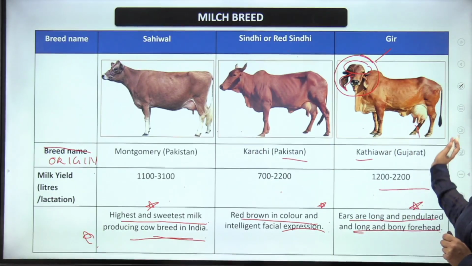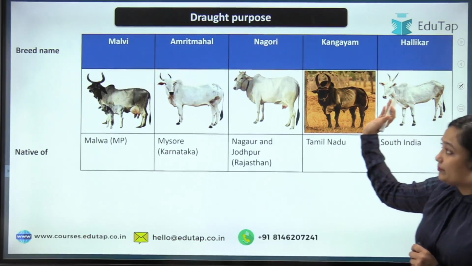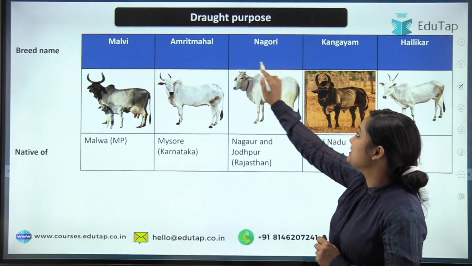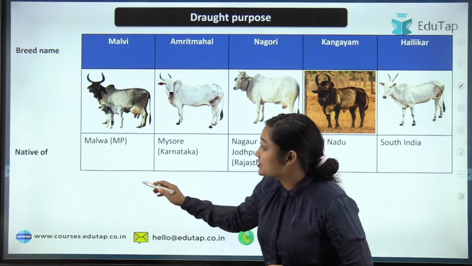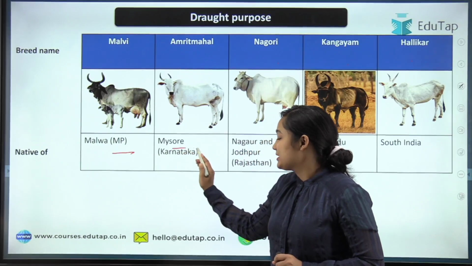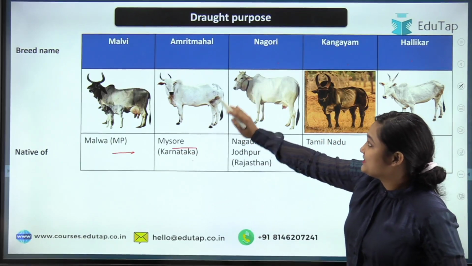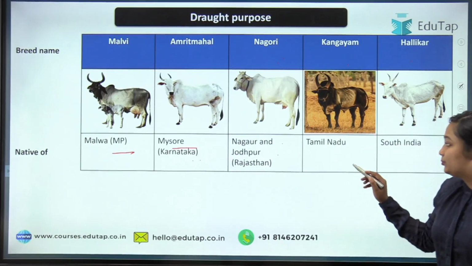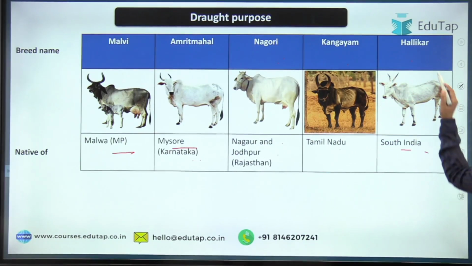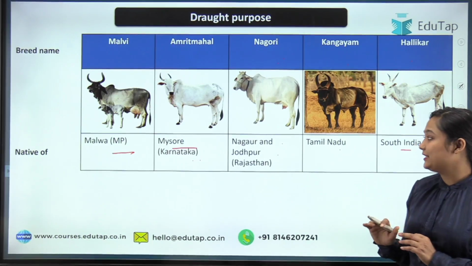Okay, now moving to the next, draught purpose breeds. First of all, Malvi is there, Amrit Mahal is there, Nagori is there, Kangayam is there, and Hallikar is there. First of all, you can see the native place. Malwa for Malvi, Mysore, Karnataka for Amrit Mahal, Nagpur and Jodhpur for Nagori, Tamil Nadu for Kangayam, and Hallikar is found all over South India.